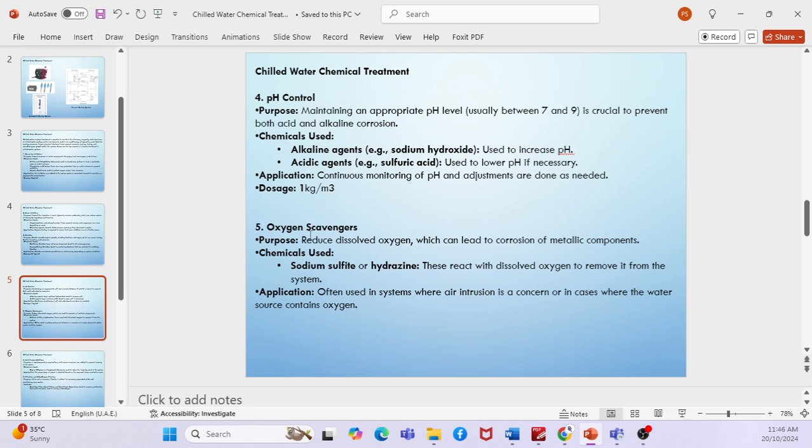Okay, then oxygen scavengers. The purpose of oxygen scavengers is to reduce dissolved oxygen, which can lead to corrosion of metallic components. You will use chemicals such as sodium sulfite or hydrazine. These react with the dissolved oxygen to remove it from the system. Often used in systems where air intrusion is a concern or where the water source contains oxygen. This is normally applicable for cooling towers, because the water is always open to the atmosphere.